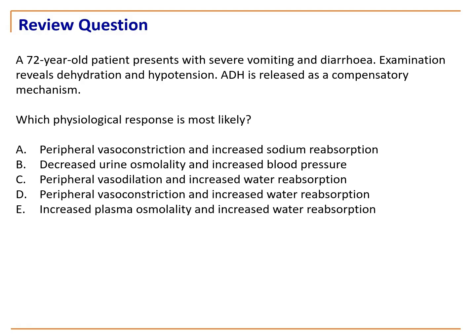Hopefully you have put D. So you get peripheral vasoconstriction through the V1 receptors and increased water reabsorption through the V2 receptors. Remember, this is down to severe dehydration. So you need a significant amount of ADH to be released to cause that vasoconstriction, but you're also driving that increased water reabsorption through V2s in the kidney as well.